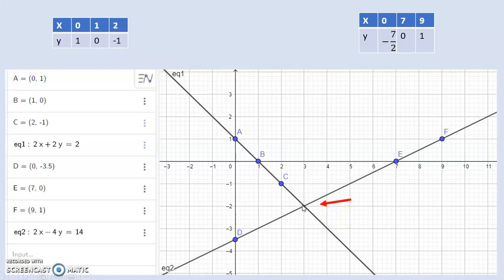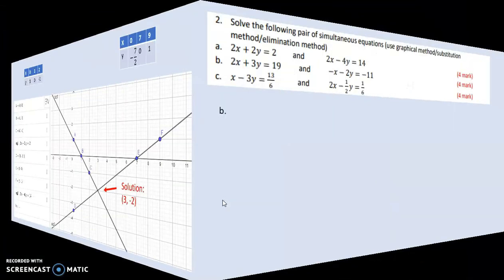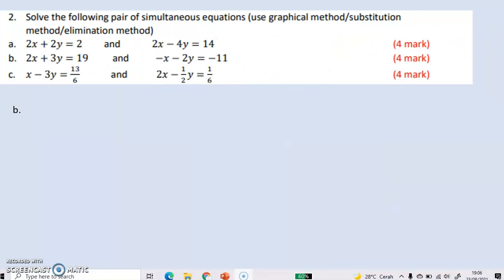Okay. And then we get the solution here. The solution is the intersection of the two lines. Remember, the line should be linear. It should be a straight line. And then here is the solution: 3, negative 2 here. You get 2a. Now 2b.